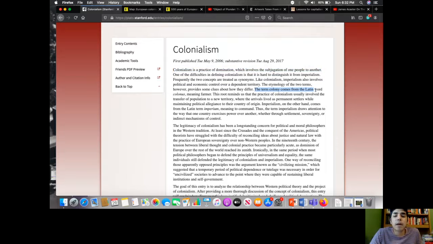So the term colony comes from the Latin word colonus, meaning farmer. This root reminds us that the practice of colonialism usually involved the transfer of population to a new territory, where the arrivals lived as permanent settlers while maintaining political allegiance to their country of origin. So that kind of gets at the difference.